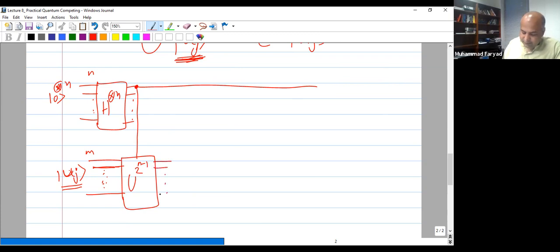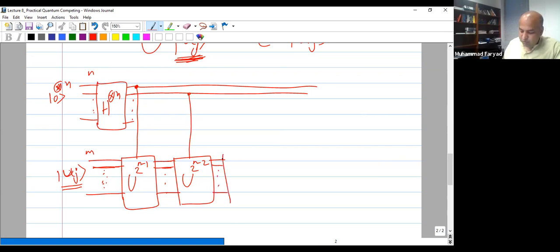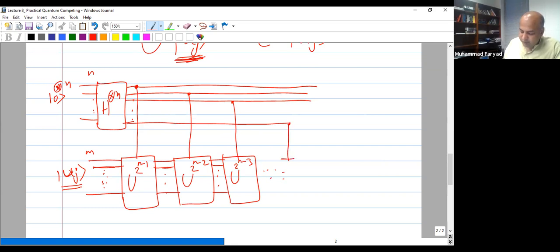And then the output of this gate is fed into another unitary gate, which is the same unitary operator, but now it is being applied u power 2 power n minus 2. And this is controlled by the second qubit. And then this output is fed into another unitary gate, u power 2 power n minus 3. And this is controlled by the third qubit. And we continue it until we reach the last qubit. And then we have another controlled operation, u power 2 power 0, because n minus n would be 2 power 0. So this is essentially u. And its output is like this.